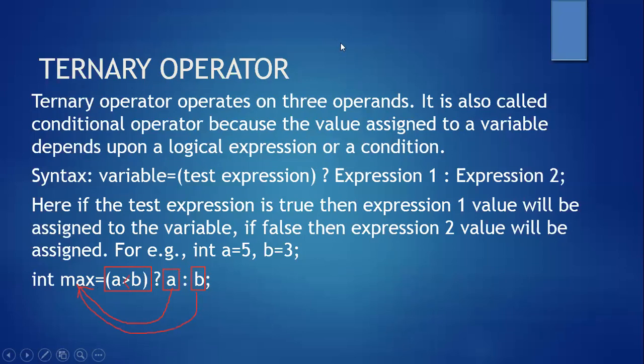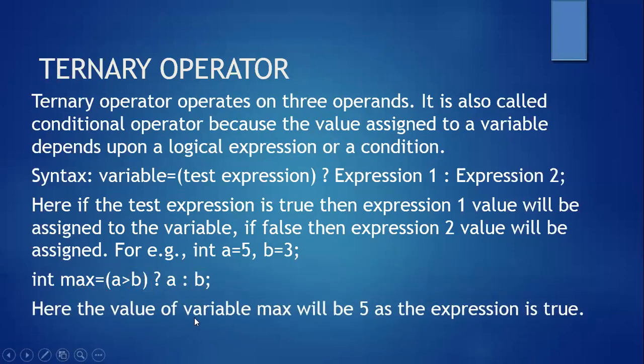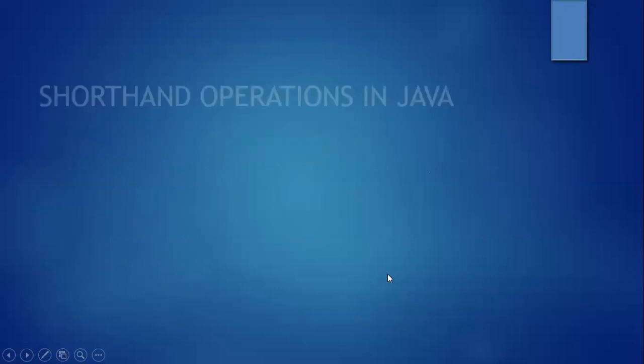Class, are you getting it, beta? Okay. Here the value of the variable max will be 5 because the expression is coming out to be true. So this is how our ternary operator works.